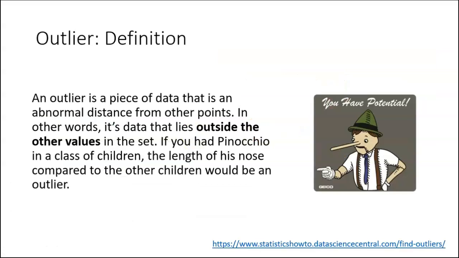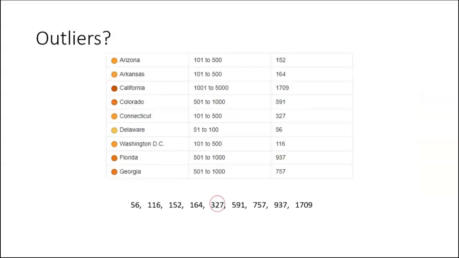It's data that lies outside the other values. Well, how far outside? If you had Pinocchio in a class of children, the length of his nose compared to the other children would be an outlier, according to Statistics How To. But how do we know? Just because it looks different, we're going to label it an outlier? No, there's a mathematical meaning behind it.